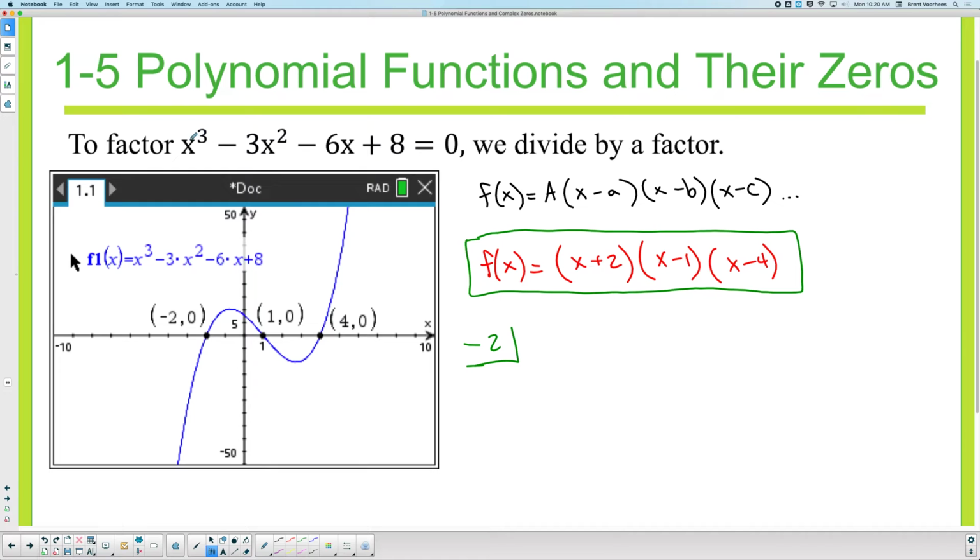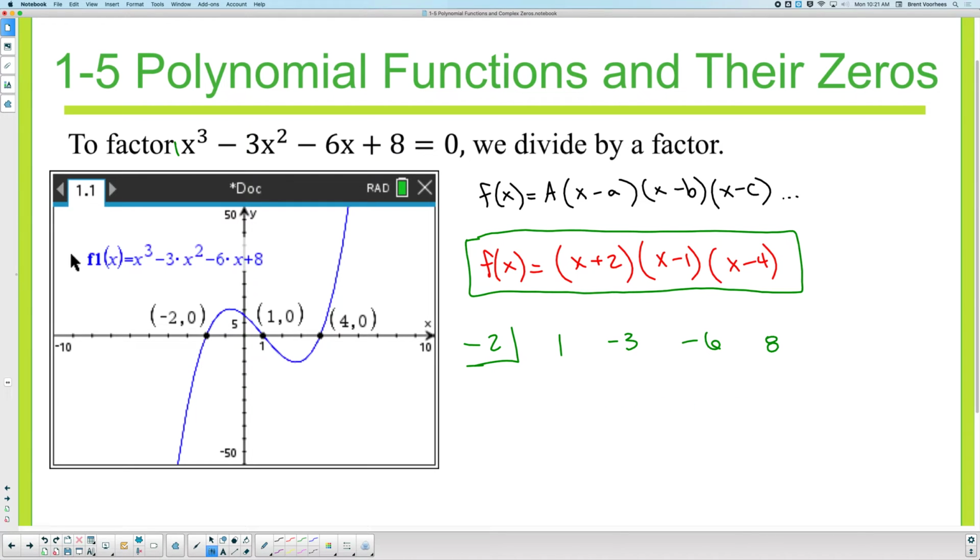How many x cubes do I have? 1. So you just put the coefficient. I have 1x cubed. Now how many x squares do I have? Not 1. -3. Put a -3. By the way, if it wasn't there, you would put a 0. You have to have a placeholder. You subtract the power: that's x cubed, x squared. How many x's to the power of 1 do I have? -6. And finally, my constant at the end is a +8.